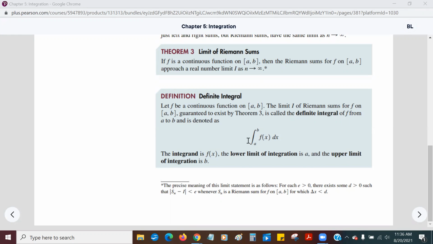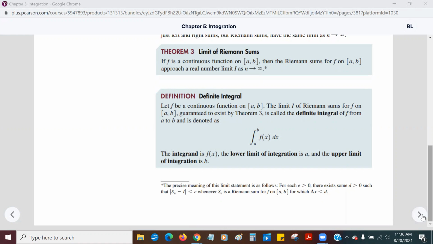The definite integral basically is the limit of the Riemann sums, which means the definite integral is the area under the curve f of x. So if you look at a curve y equals f of x, and you're going from x equals a to x equals b, and you want to know the area underneath that curve, this integral tells you the area underneath the curve y equals f of x from the interval a to b. And that's what these guys mean.